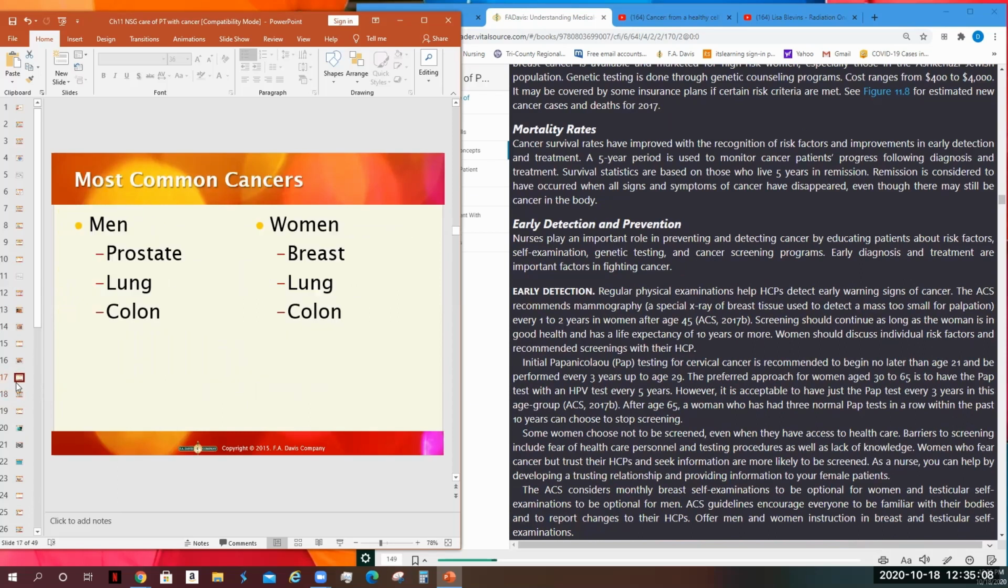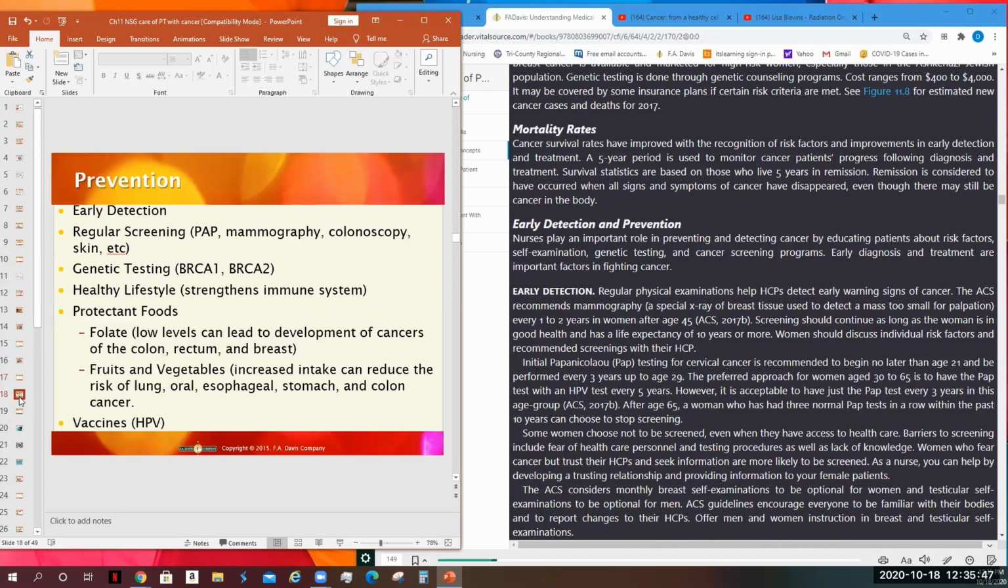Mortality rates. Cancer survival rates have improved with the recognition of risk factors and improvements in early detection and treatment. A 5-year period is used to monitor patients' prognosis following diagnosis and treatment. Survival statistics are based on those who live 5 years in remission. Remission is considered to have occurred when all signs and symptoms of cancer have disappeared, even though there may still be cancer in the body.